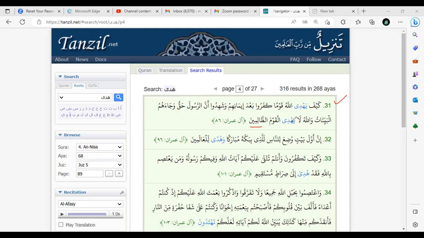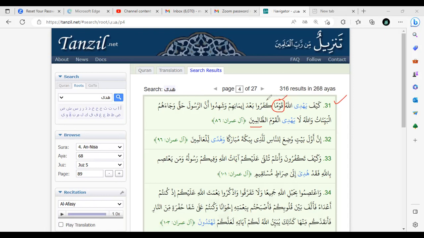Kaifa, what is kaifa? Kaifa is how. So how will you translate? Kaifa yahdillahu qawman? How can Allah guide a people? Qawm is people. Because it's nakira, we will say a people. So, how can Allah guide a people?